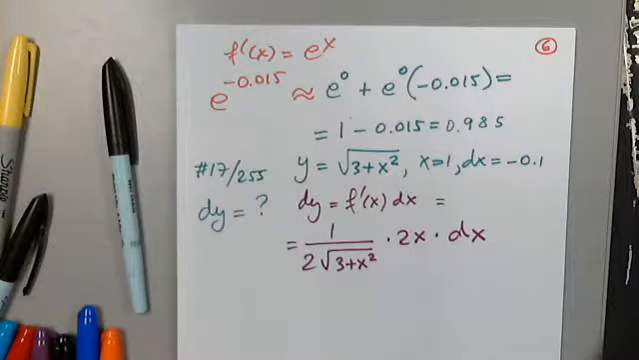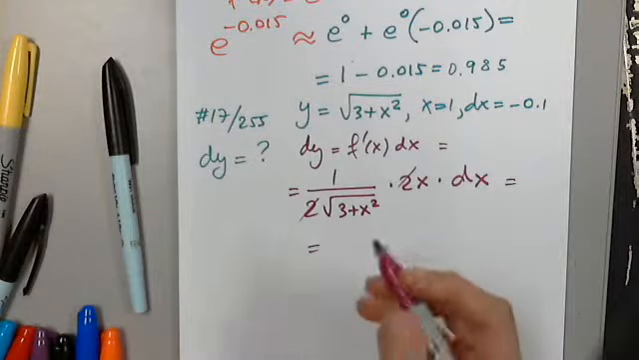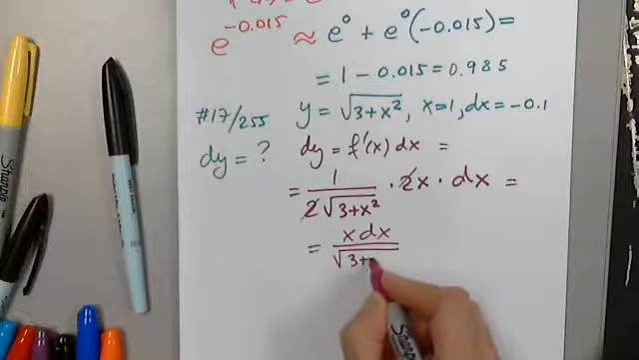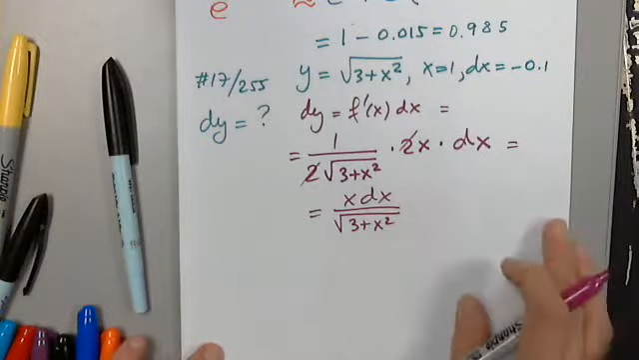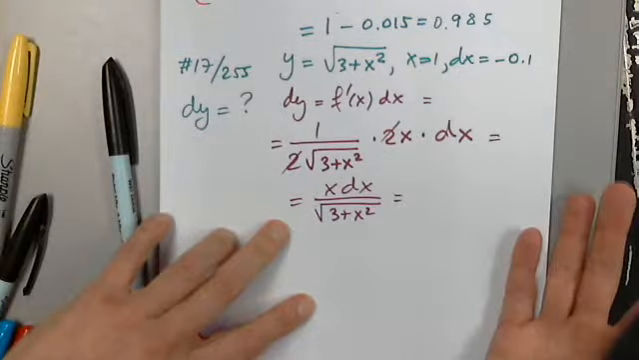So when we differentiate the square root of a function, we have 1 over 2 the square root times the function prime. I will simplify. So then the simplified form, you can write it as x dx divided by the square root of 3 plus x squared. Or you can leave the x at the end. Both are acceptable.